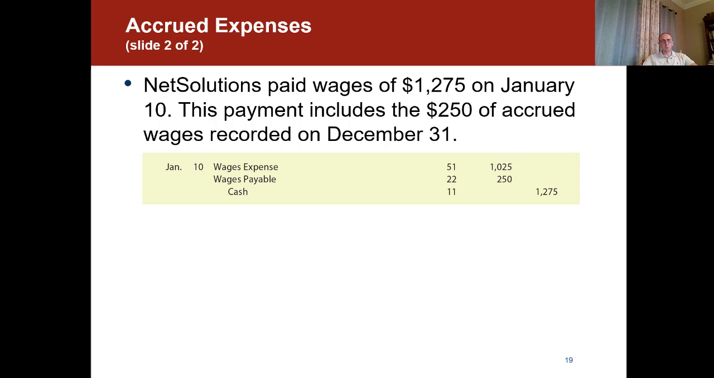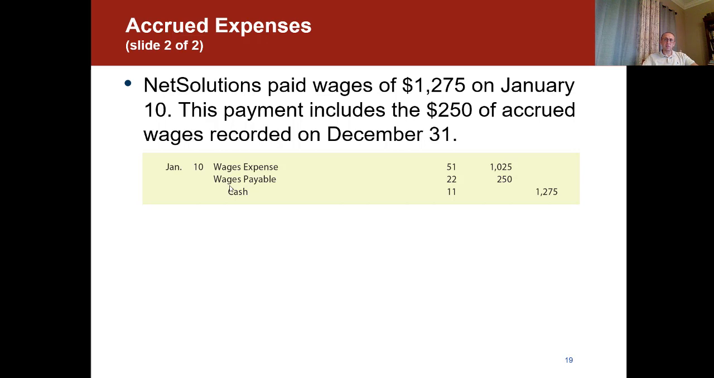So see, we paid our employees now for the 2 weeks, but out of those 2 weeks, which include 10 working days, we had 2 days that were in the month of December where the employees worked for us. However, we haven't paid them, and we had the wages payable. And these are the $250 here. So now we're getting rid of the liability.